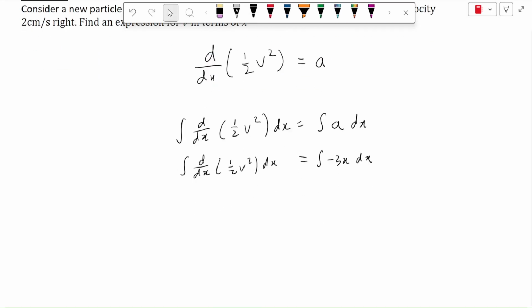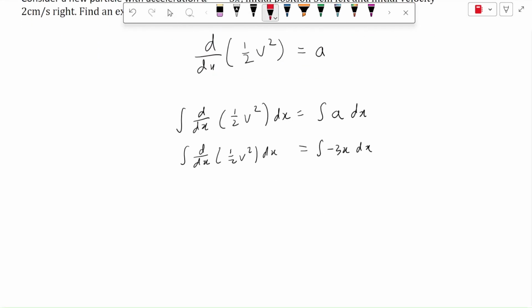Okay, now to integrate both sides. On the left-hand side, you've differentiated it and then integrated it. Derivatives and integrals are almost just opposites of each other, so we literally just get back what we started with plus a constant. On the right-hand side, you've got minus 3x squared over 2, because we just integrate that normally, plus a constant.